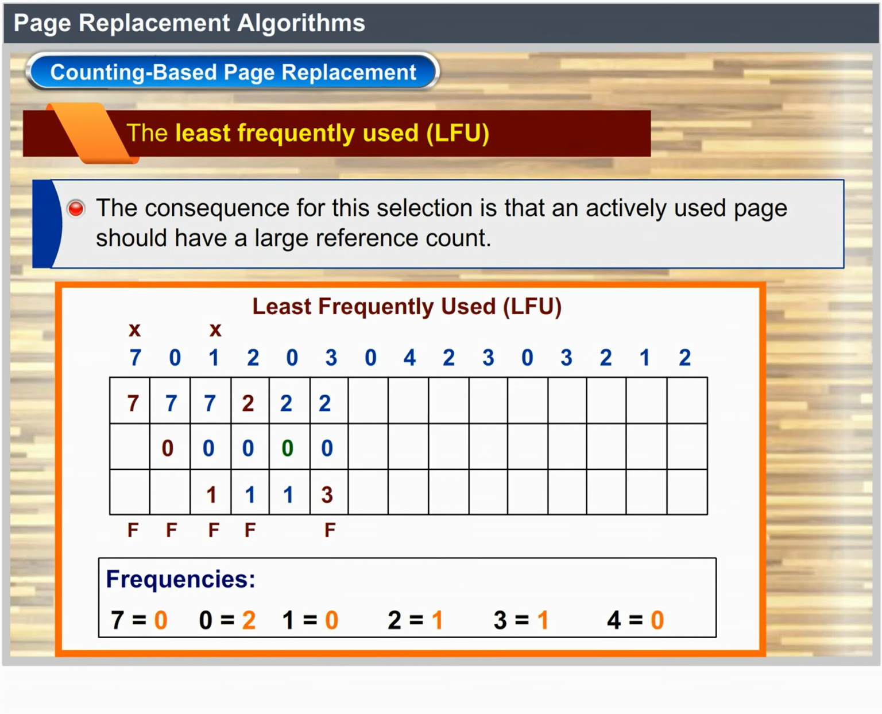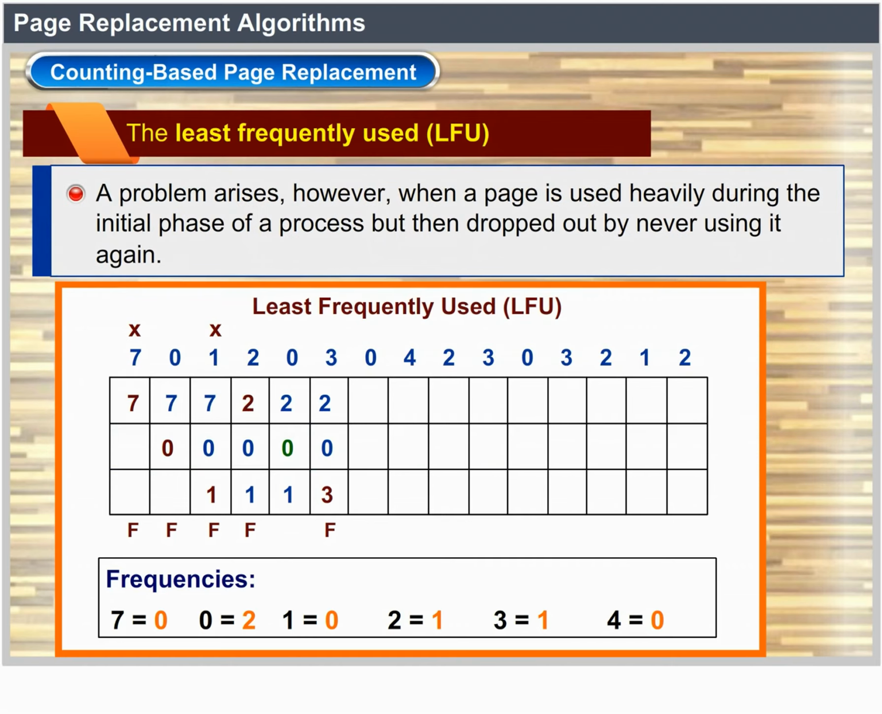A problem arises, however, when a page is used heavily during the initial phase of a process but then is never used again. Since it was used heavily, it has a large count and remains in memory even though it is no longer needed. One solution is to shift the counts right by 1 bit at regular intervals, forming an exponentially decaying average usage count.